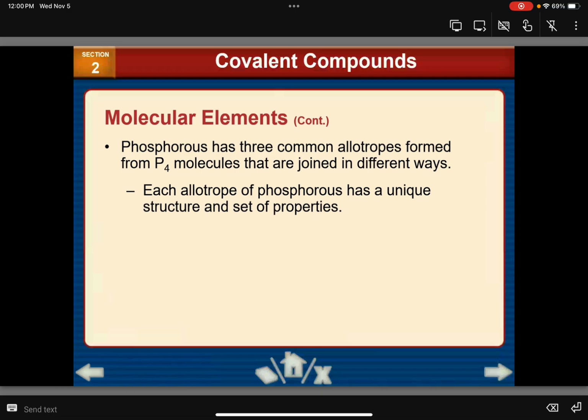What did you just say? Linear acetylenic carbon. Acetylenic? Probably acetylenic.